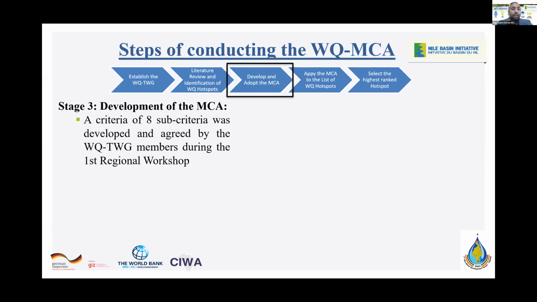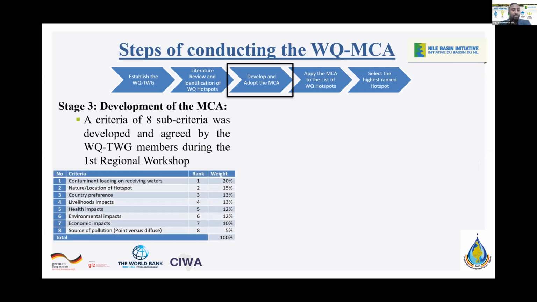Then we developed and adopted the MCA itself. With the countries, we developed and adopted a criteria set that has 8 sub-criteria. It was agreed by the member countries. The criteria were contaminant loading on receiving waters, the location of the hotspots, the country preference, and some impacts such as livelihood impacts, health impacts, environmental impacts, economic impacts, and also the source of pollution. Is it a point source or a diffuse source?